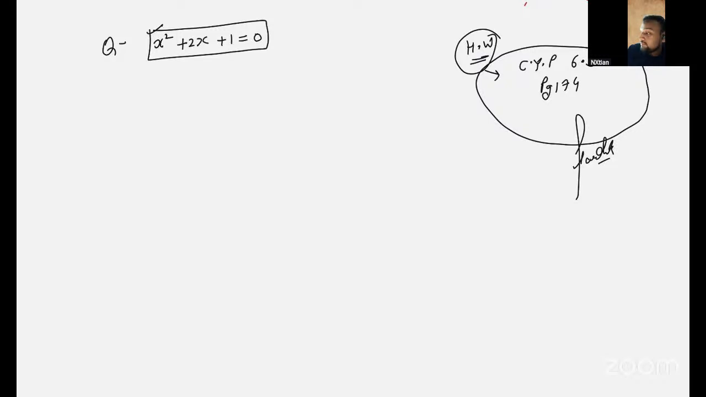First we will write 1x square, 1x square, plus 2x. So what are the factors you want? One and one. Good. Because 1 into 1 is 1 and 1 plus 1 is 2. So it's going to look like this.